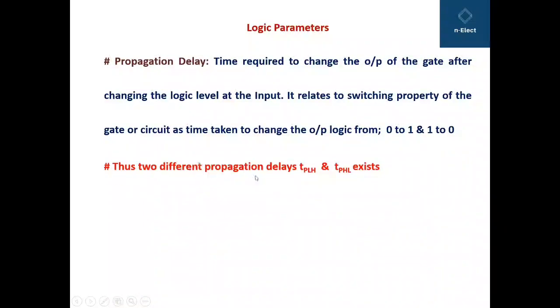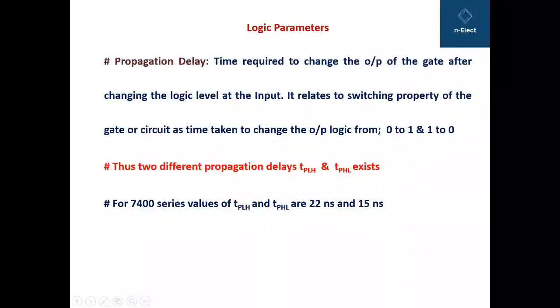So the two different propagation delays are TPLH, that is propagation delay time while the output goes from low to high, and TPHL, the propagation delay time while the output goes from high to low. So these two propagation delays exist. For the 7400 series, the typical values of TPLH and TPHL are 22 nanoseconds and 15 nanoseconds.